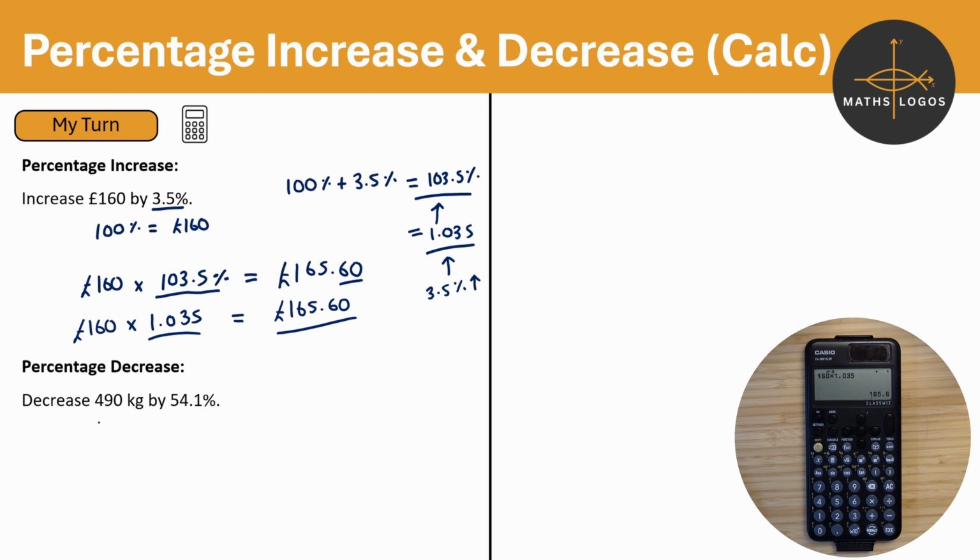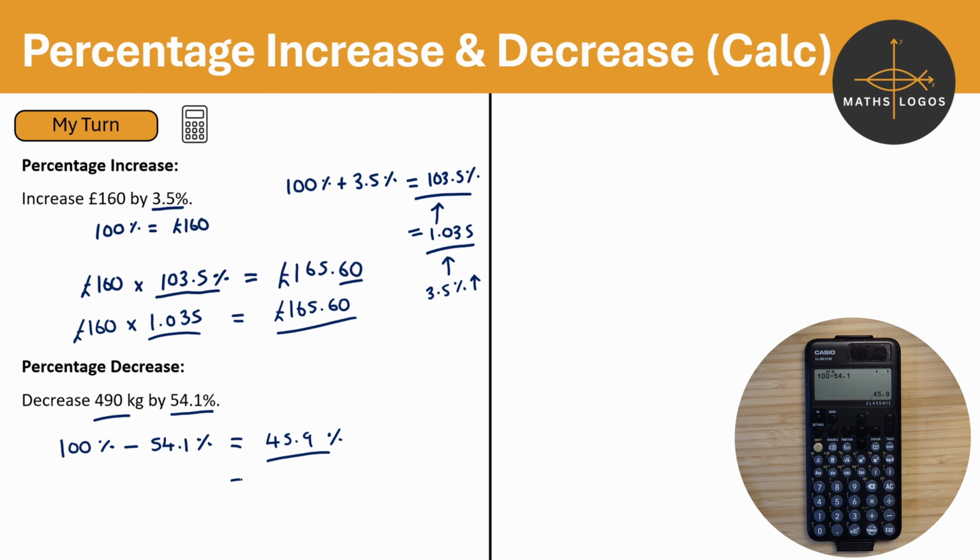The other option is a percentage decrease. So it says decrease 490 kilograms by 54.1%. So we always start with 100%. That's going to be equal to our 490 kilograms, and we've lost 54.1%. So let's type that into our calculator and see what we get. We'll do 100, subtract 54.1, and that gives me an answer of 45.9%. So that's the amount that I have left over.